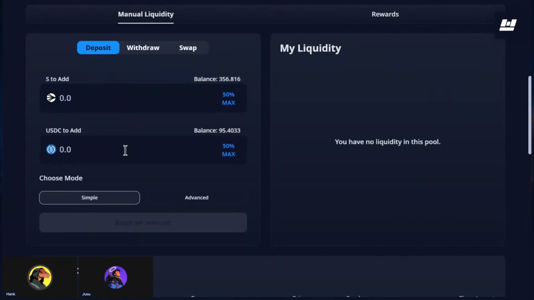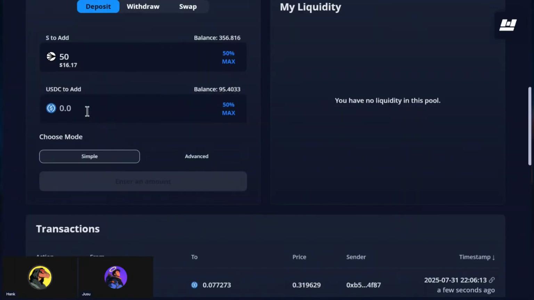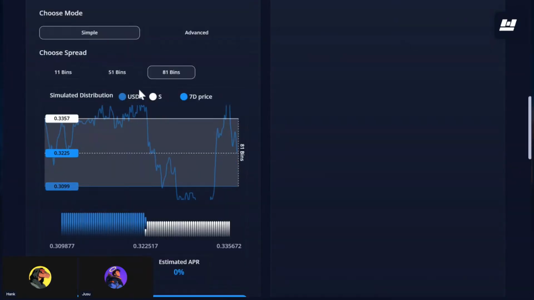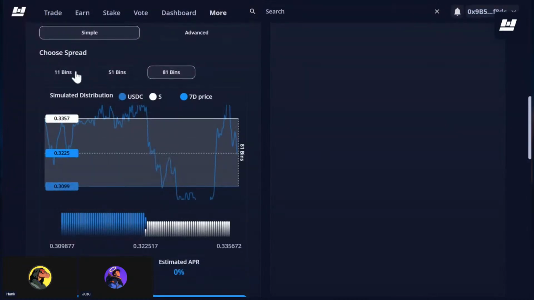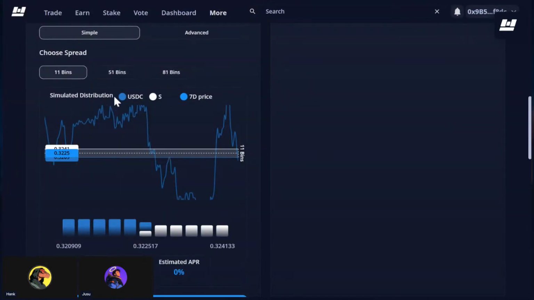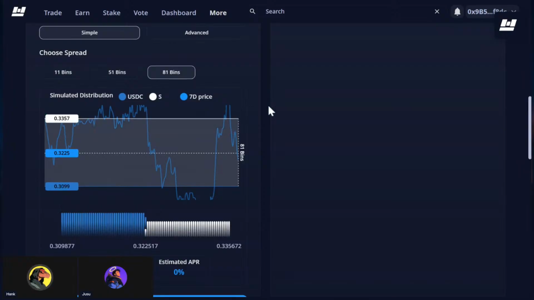And what I want to do now is, you have a simple and an advanced mode. I want to start with the simple mode. I think it's quite good to start simple, right? You can add only one, or you can add both sides, 25 here, and then it directly shows you your allocation. Okay, and you can choose different bins. So you can do 11 bin, that would be very concentrated, 51 bin, 81 bin.